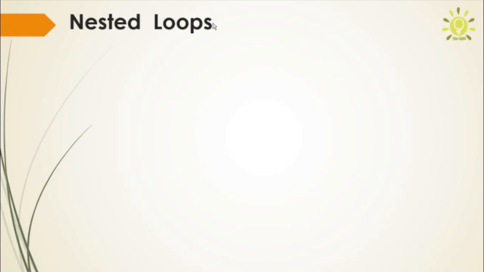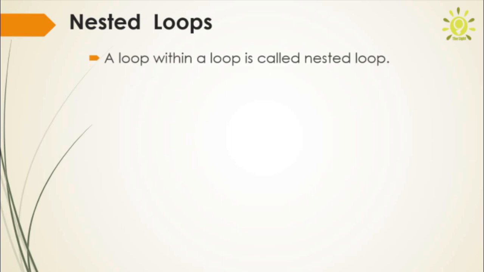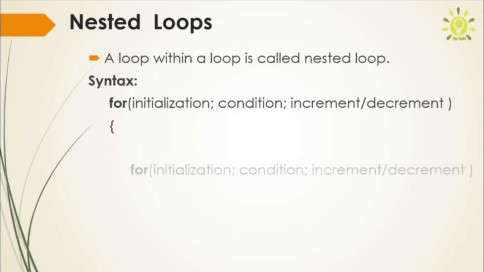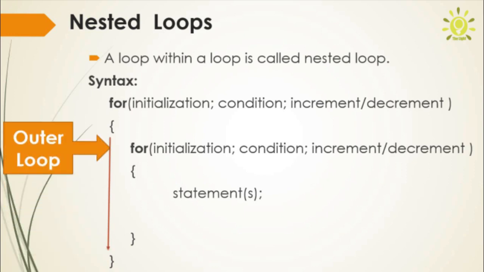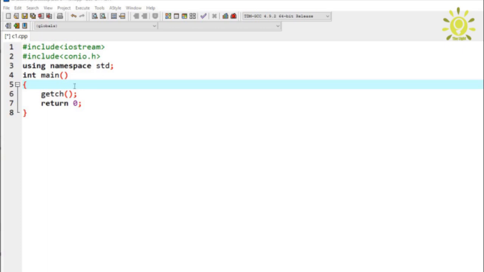Let's take a look at nested loops. A nested loop is actually a loop within a loop. Get this point: the increase in the level of nesting increases the complexity of the nested loop. The syntax of a nested loop is that you can use a for loop within a for loop, and also a while loop within a do while loop, or a while loop within a while loop, etc. This one is the outer loop and this one is the inner loop. Let's take an example using a nested loop.